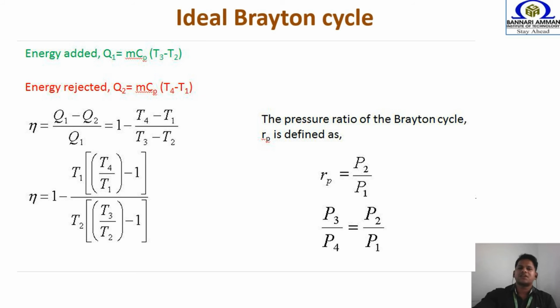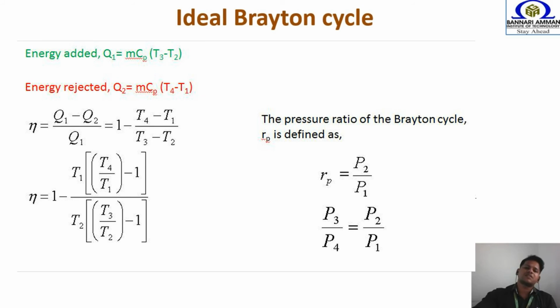It's simple. m Cp del T is nothing but the steady flow energy equation for an isobaric process, where T3 is the temperature after heat is added into the gas and T2 is the temperature before heat is added into the gas. So m is the mass of gas, and Cp is the specific heat of the gas.